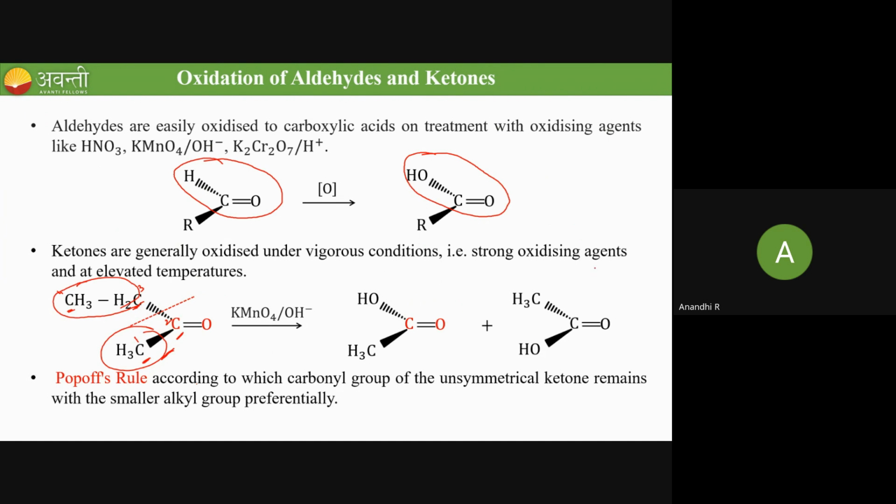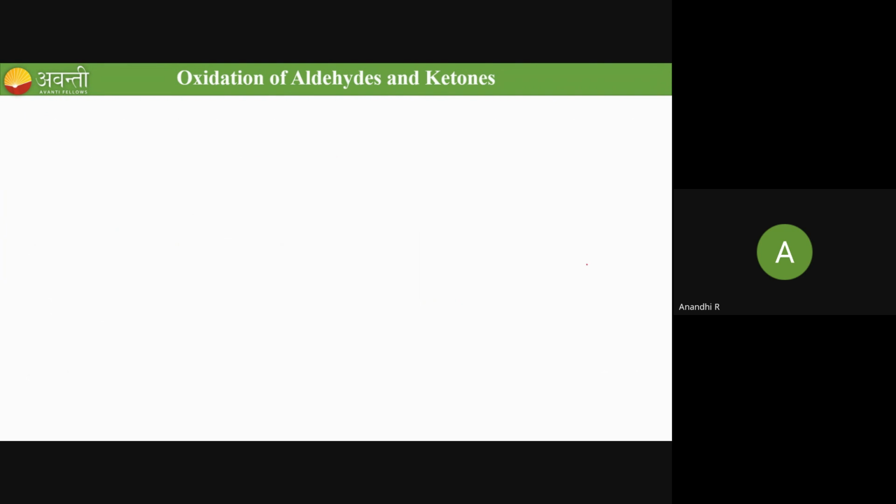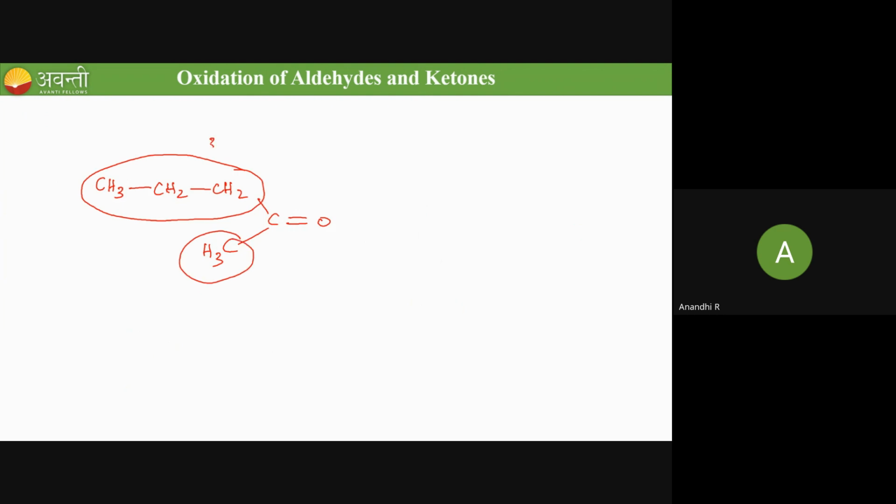Is this clear? Is oxidation clear to all of you? No? Okay, I'll give you an example to understand this. It is CH3, CH2, CH2, C double bond O, CH3. So this is a ketone, right? So this is an R group and this is another R group. And this R group contains 3 carbon and this R group contains only 1 carbon.